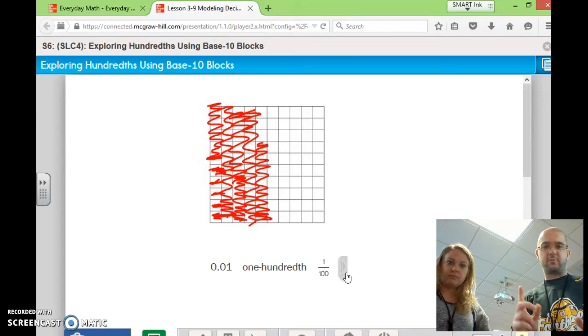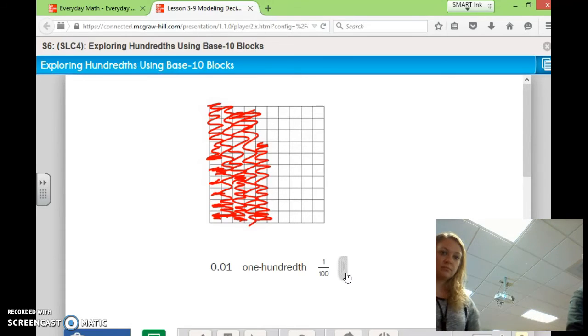So today we're looking at writing hundredths using base 10 blocks. This is like our base 10 block.